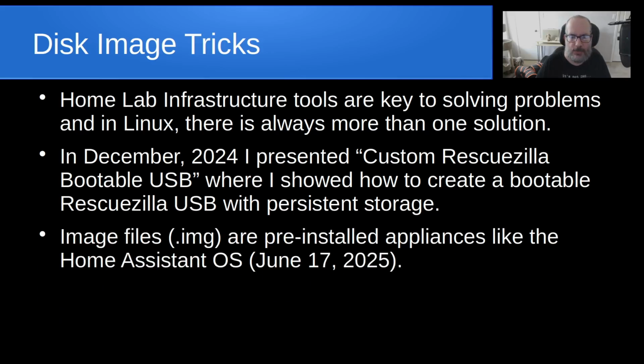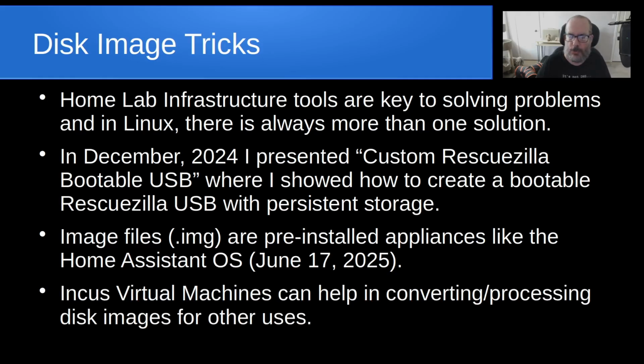And so image files, and normally they're .imgs, but they come in other types of formats as well, are pre-installed appliances, like when I went over the Home Assistant OS installation in an Incus virtual machine just a couple of weeks ago on June the 17th. And Incus virtual machines can help in converting and processing disk images that you can use for other purposes.